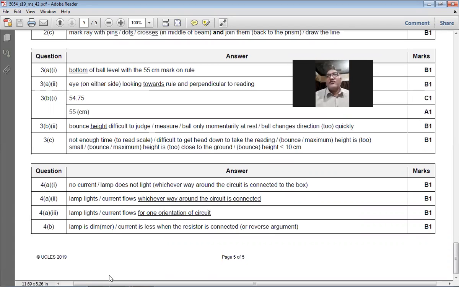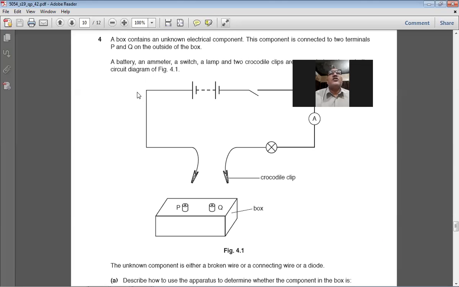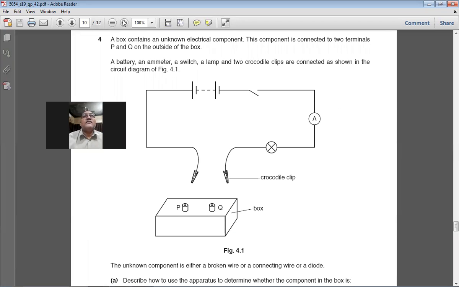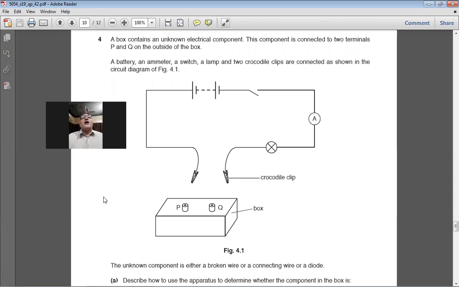Okay, so let's move to the next question. The next question will be question number 4. He says, a box contains an unknown electrical component. This component is connected to two terminals P and Q on the outside of the box.